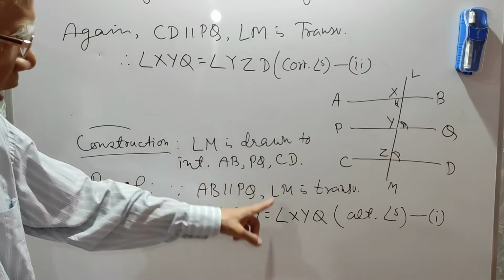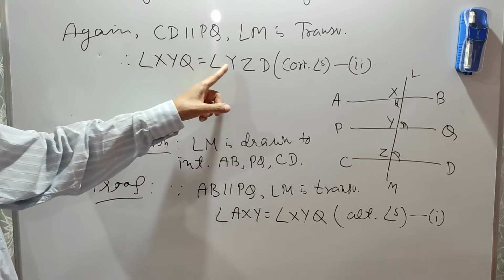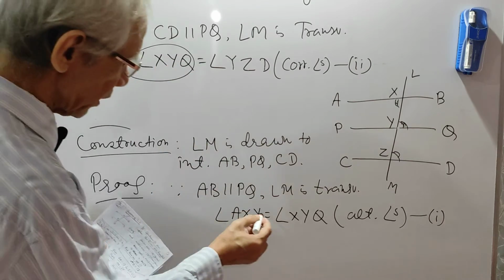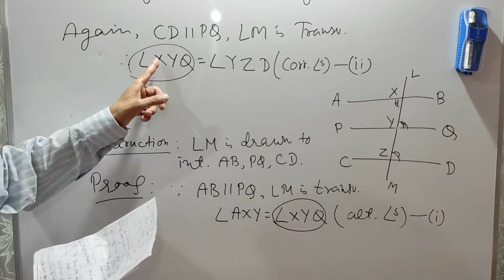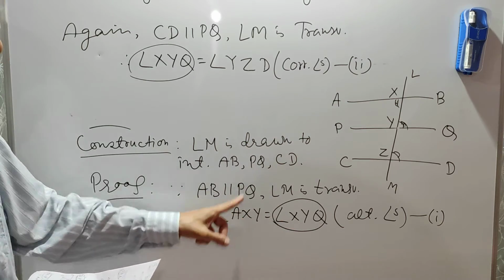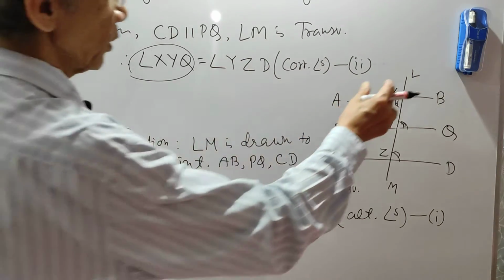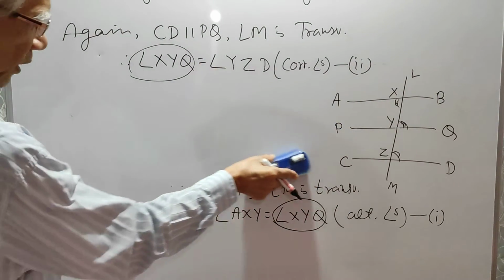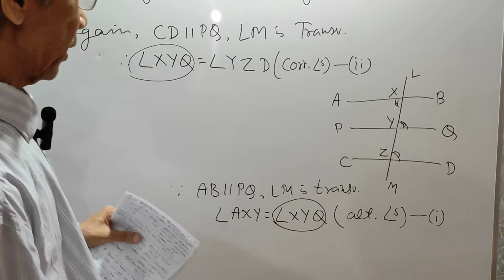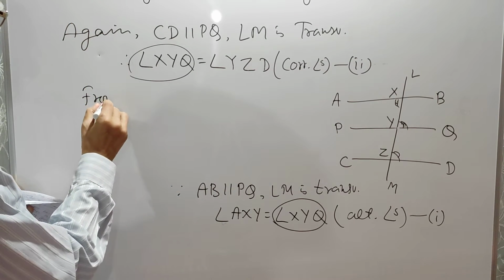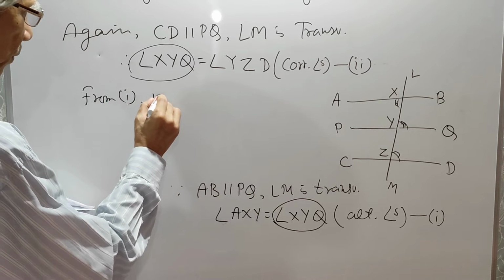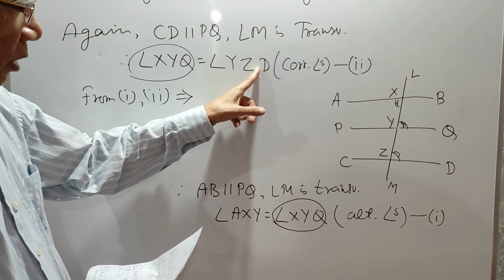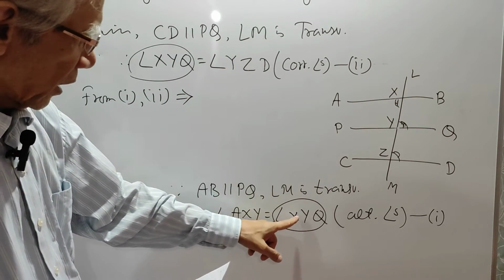Okay. Now compare 1 and 2. XYQ is equal to YZD and AXY is equal to XYQ. So you see this is XYQ, this is XYQ. So XYQ is equal to this and XYQ is equal to this. Therefore this is equal to this. That is how you write in exam: from 1 and 2 we get, or comparing 1 and 2 we get YZD equal to XYQ.